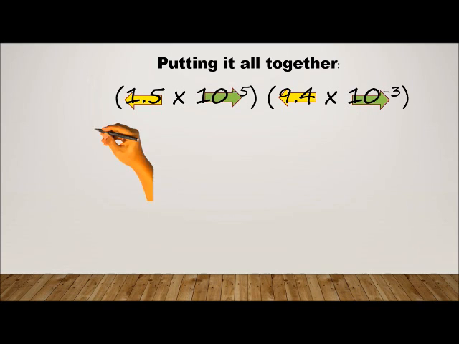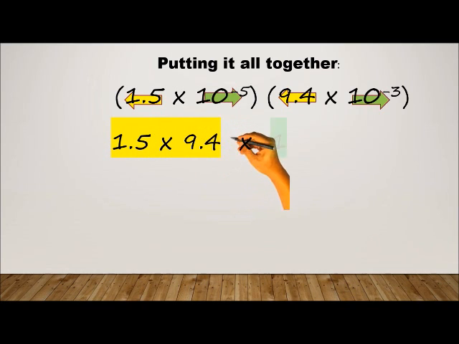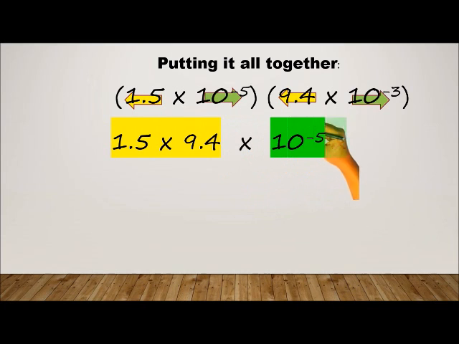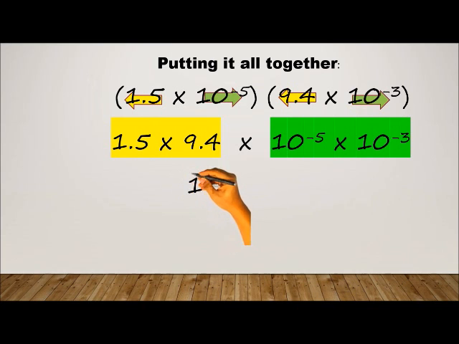The problem will become 1.5 times 9.4, and that's multiplied by 10 to the negative fifth times 10 to the negative third. When we do that, we end up getting 4.1 as our first factor, and when we add our exponents, we get negative 8 for our second factor. So now we have 4.1 times 10 to the negative 8, but we notice a problem.